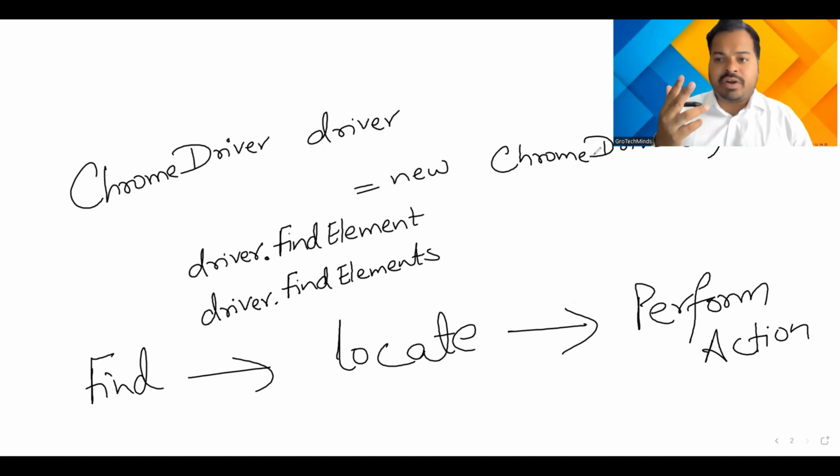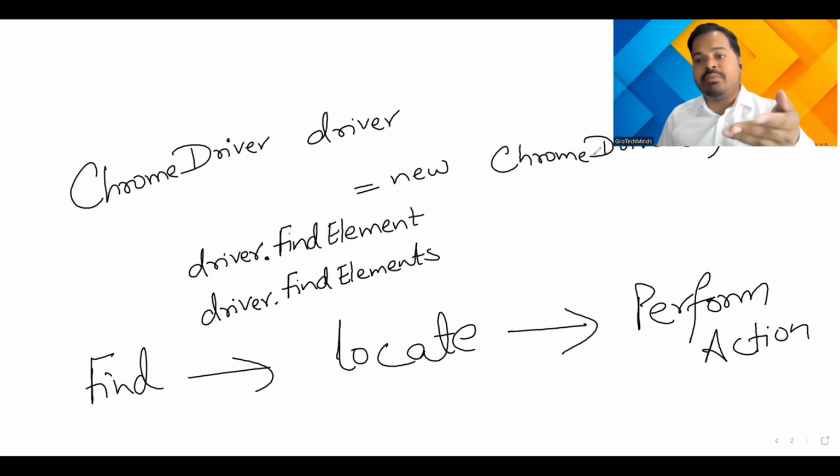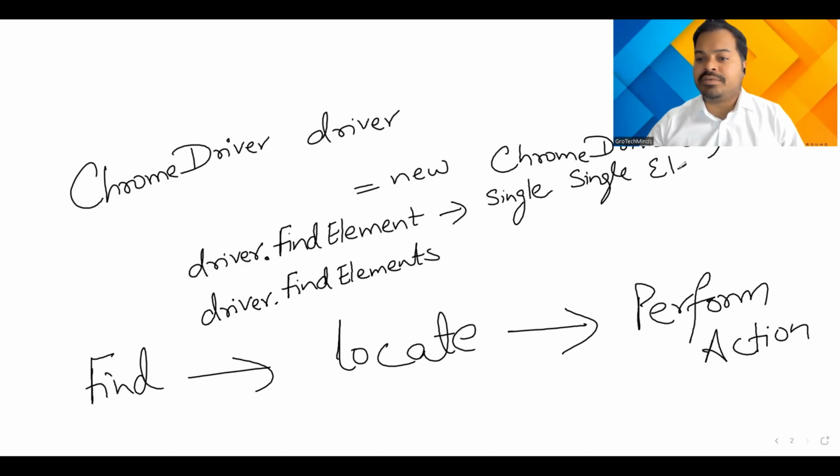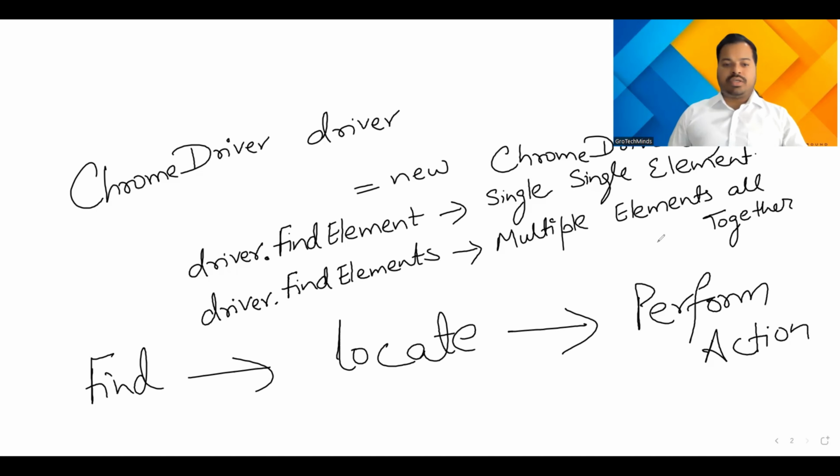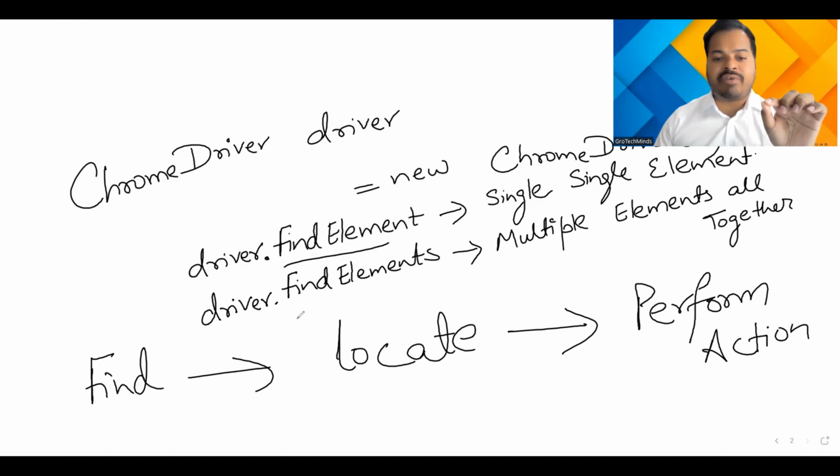So first, find it. What are the two ways to find the element? findElement and findElements. Why is there a need for both? Why not just a single method? Guys, findElement is for a single element, and findElements is for multiple elements all together. So you have driver.findElement and driver.findElements. Please remember these two methods of your driver.